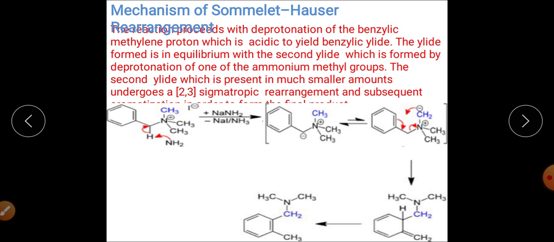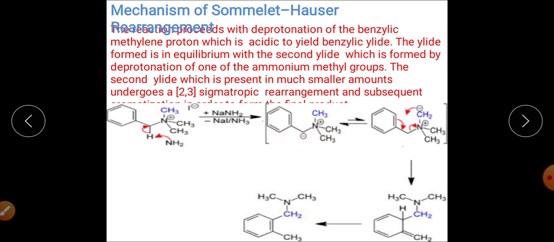So we can see that here you are having a benzylic quaternary ammonium salt, and this is the nitrogen attached with this particular carbon, and this particular carbon is bearing 2 hydrogens. So these 2 hydrogens are quite acidic in nature. So first of all, the base will abstract the acidic proton from this particular carbon and will convert it into CH negative. So here is the negative charge, and nitrogen is bearing the positive charge.